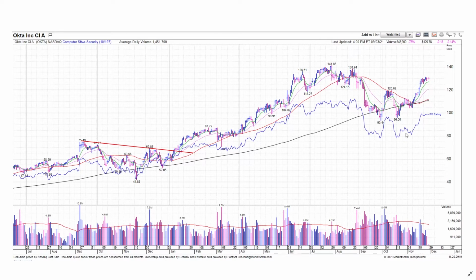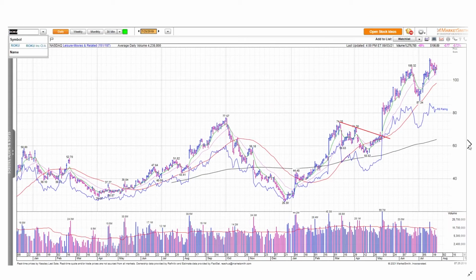Okta. Right here, we have that nice downward sloping line. It breaks out. You just use the EMAs. Roku, same thing. I don't want to take up too much of your time, so I kind of want to wrap it up here. It breaks up on a huge surge in volume. You could have bought that gap, right? Gap up wherever it started, and use that low for your stop loss, and then just rode it all the way up.